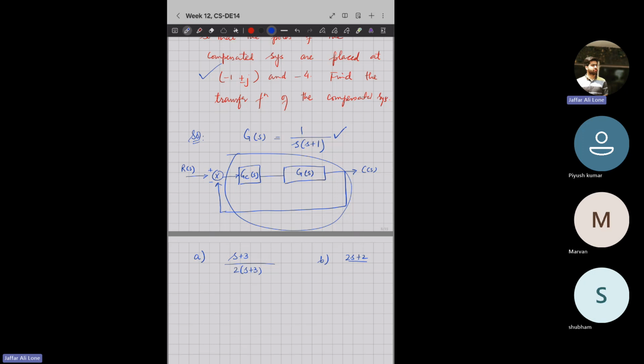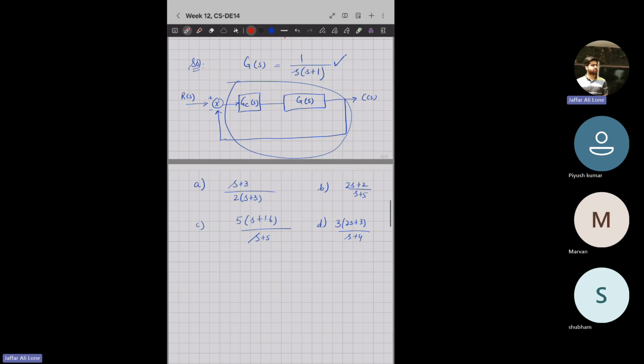So you can assume any general transfer function. I'll give you a hint. This is option B. Option C is 5s plus 1.6 by s plus 5. Option D is 3 into 2s plus 3 divided by s plus 4.